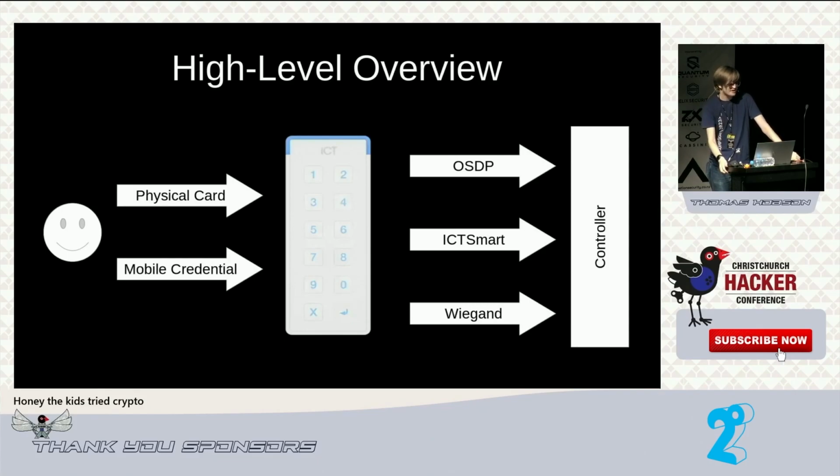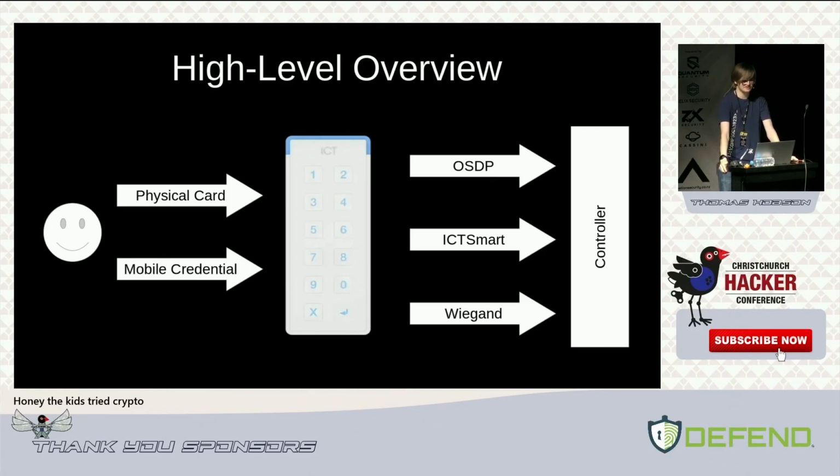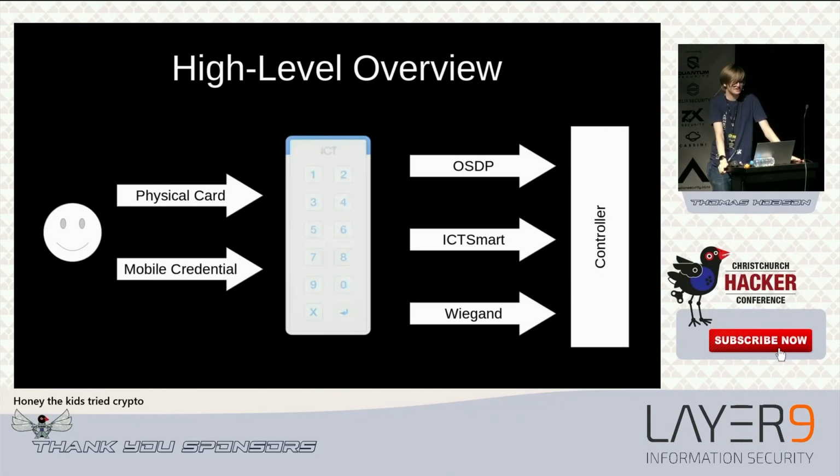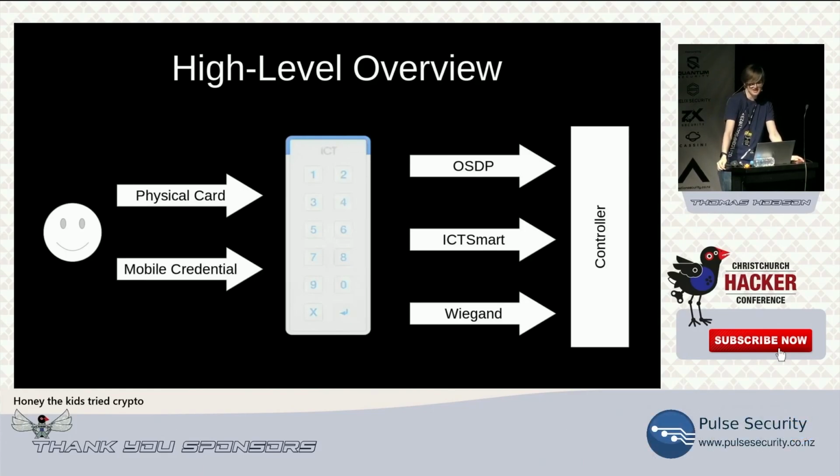Then there's OSDP, the Open Supervised Device Protocol. This is essentially the industry standard. Your new Inner Range readers use it, and I'm pretty sure a lot of the new HID readers use it. It's really, really secure. It uses AES authentication. I personally haven't looked into it yet, but I plan on doing that soon. From what I can say, it seems secure, but I don't know.